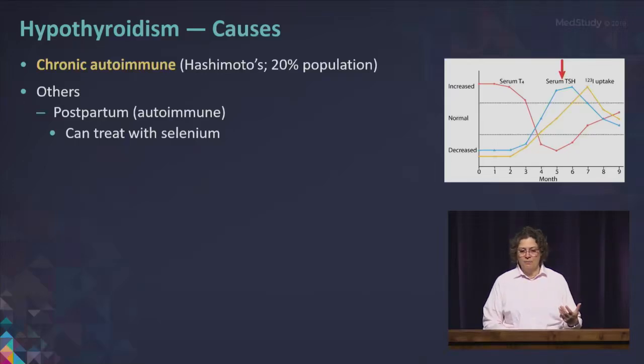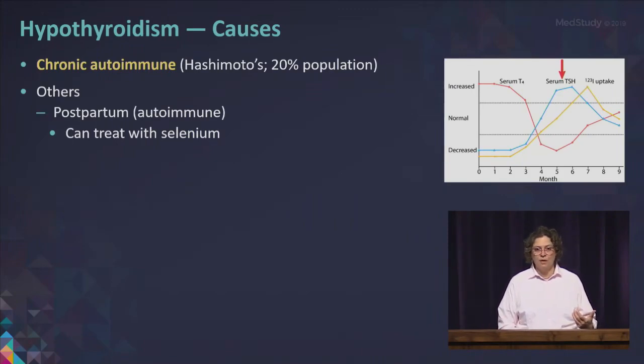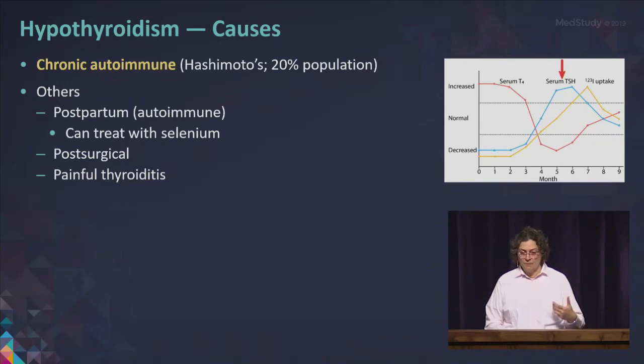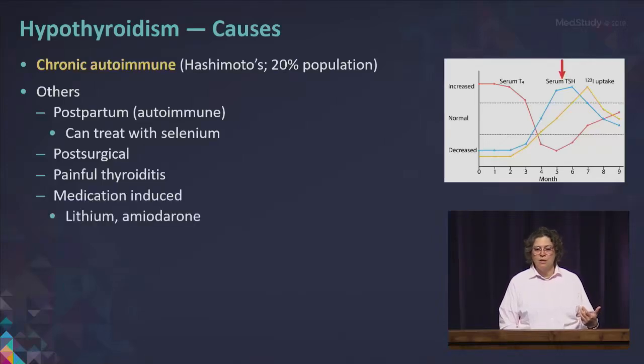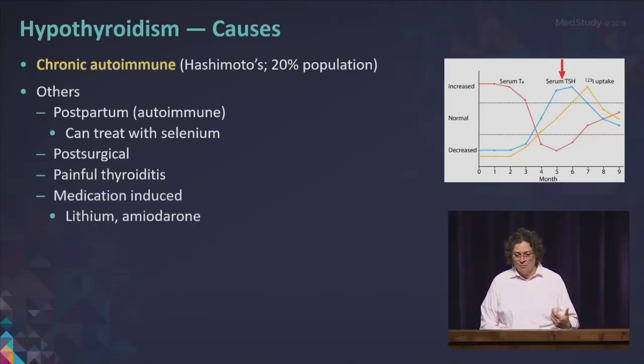Other etiologies of hypothyroidism, we can have a thyroiditis, which can happen within a year of delivery, which is called postpartum thyroiditis. There's some data you can treat with selenium to help ease this. You can have a post-surgical hypothyroidism, a painful thyroiditis, which is called de Quervain's thyroiditis. You could have medication-induced hypothyroidism, lithium, amiodarone.